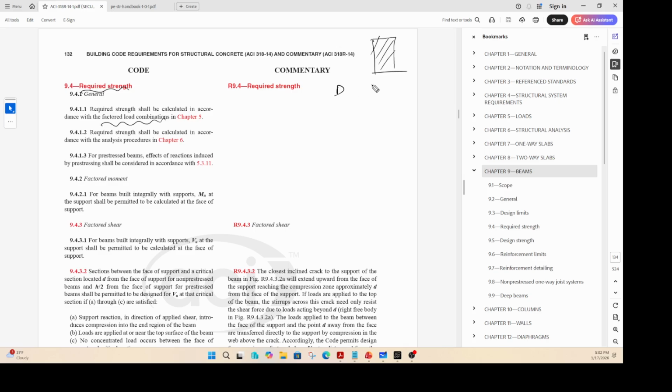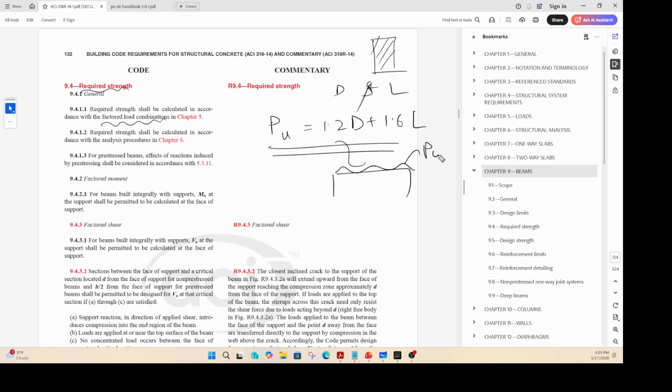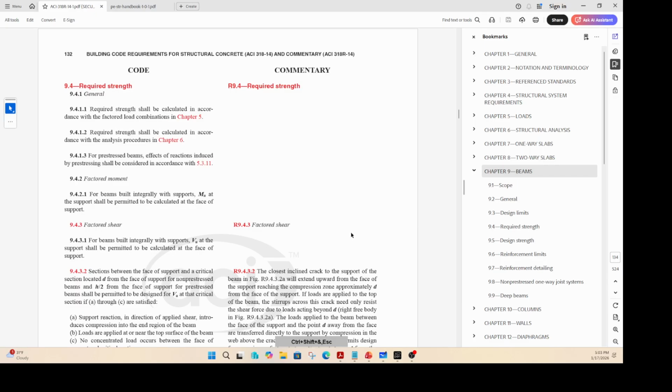So suppose you have a dead load and a live load, and you are designing it using the LRFD philosophy. Then you do 1.2 dead plus 1.6 live. Calculate that, that is your ultimate load, and based on that ultimate load, maybe it is a simply supported beam, so you calculate your ultimate moment Mu as WL squared by 8, right? If the end conditions are different, then you calculate it differently.